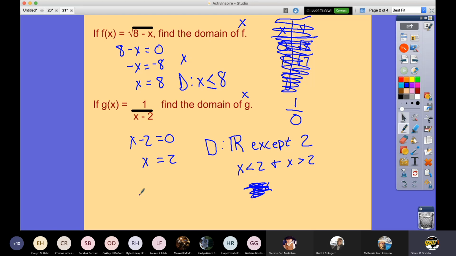Now, if you just say domain x cannot equal 2, I'd say, all right, well, x can't equal 2, but you didn't tell me any of the rest of the values that do work. So this would be wrong without saying all real numbers except for x not equaling 2. So do not write it the way that I wrote it down here. Write it, chances are, as either one of these two. All right, any questions?